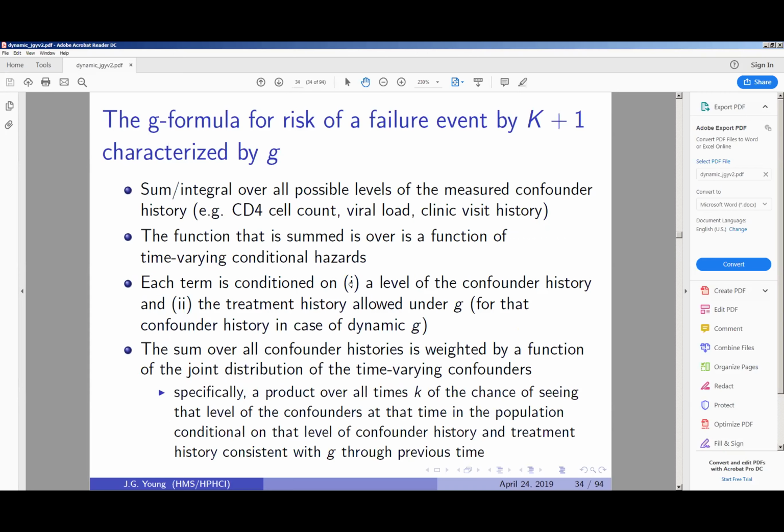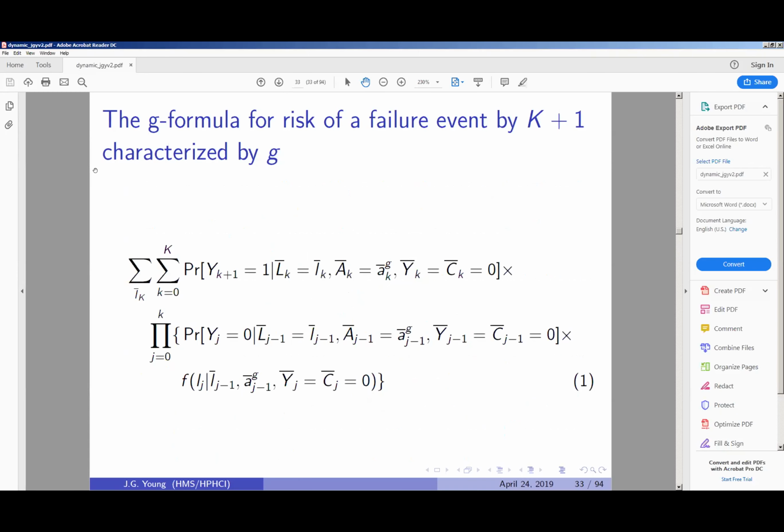Each term in that function is conditioned on one particular level of the confounder history in the sum, and the treatment history allowed under G for that confounder history. Because for now we're only considering deterministic interventions, for any level of the confounder history there's only one possible treatment history allowed. That's what makes it deterministic, which is why we only have a sum over L bar k, because there's only one possible level of these given a level of these.